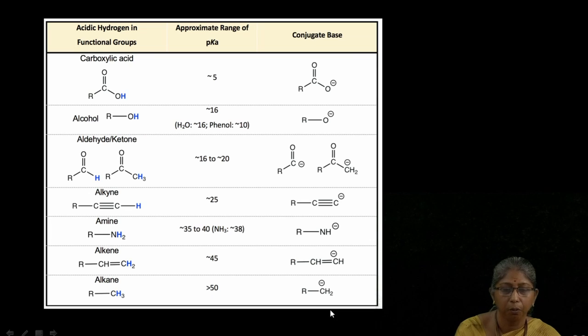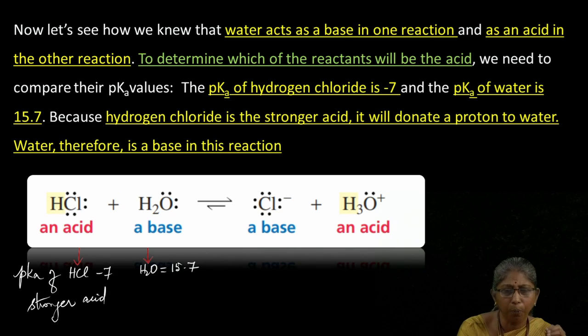Here I have given another thing: the value ranges for carboxylic acid, alcohol, aldehyde or ketone, alkynes, amines, alkenes, and alkanes, given in this order. In organic compounds, carboxylic acids are considered to be strong acids. Next come alcohols, then aldehydes and ketones, and then alkynes, because the hydrogen can be easily removed as H+ in the case of alkynes. Then amines, alkenes, and alkanes.